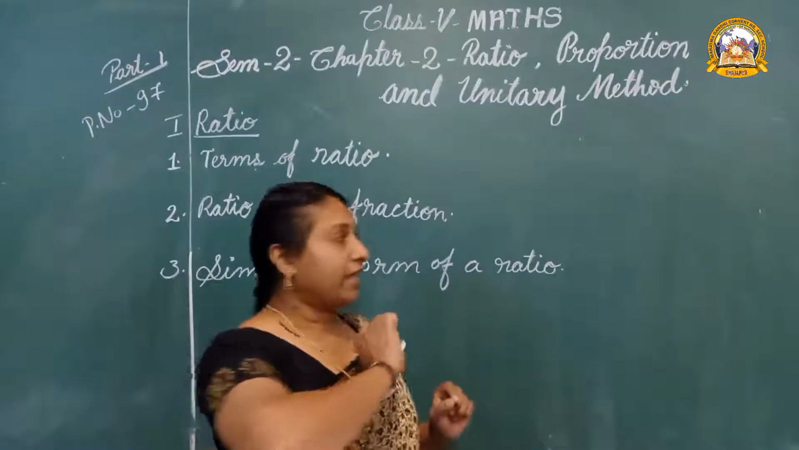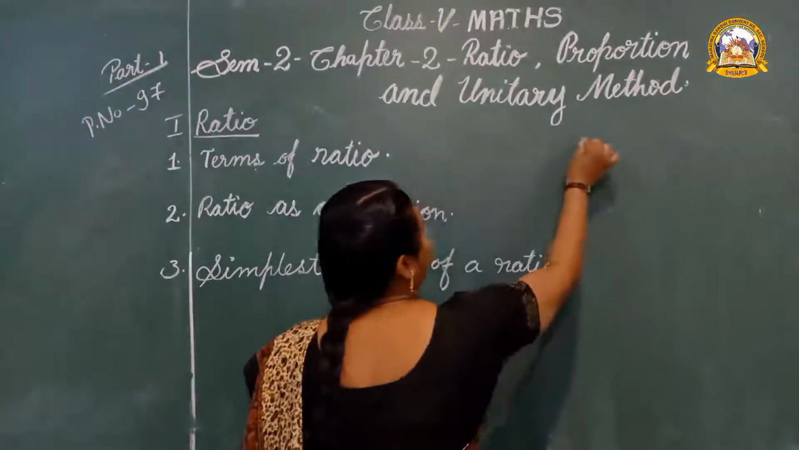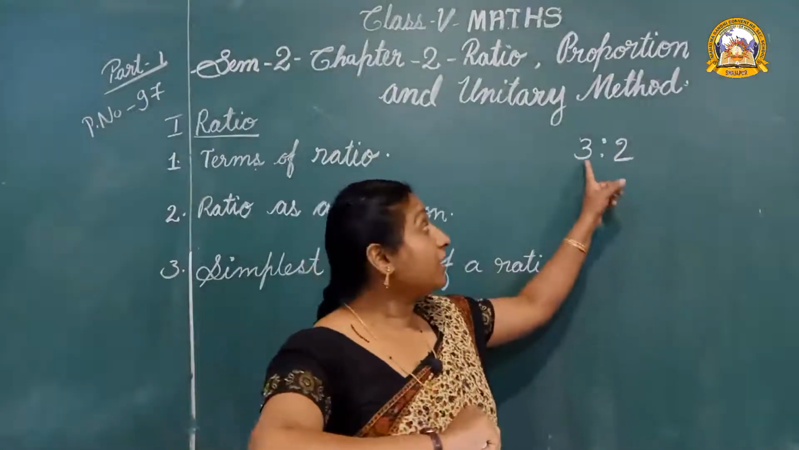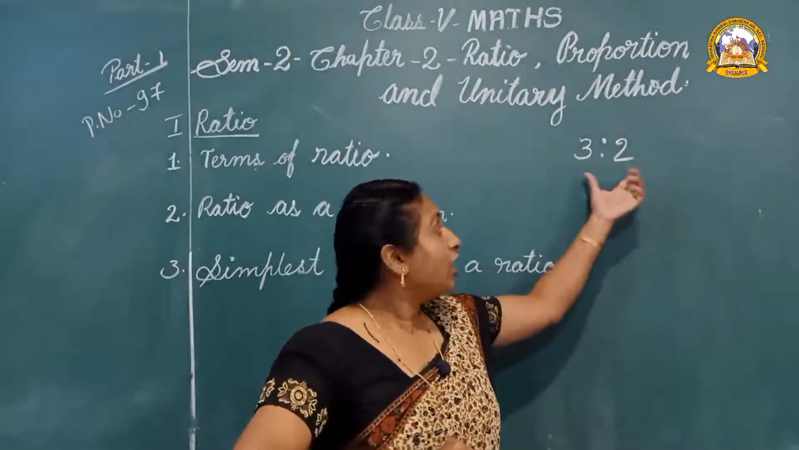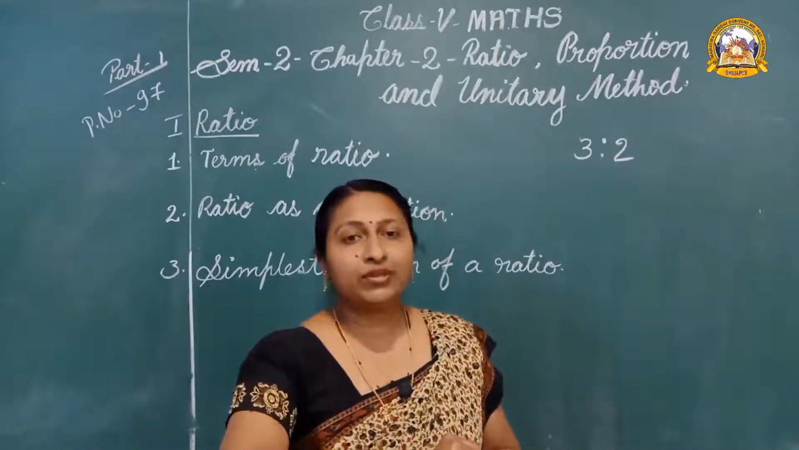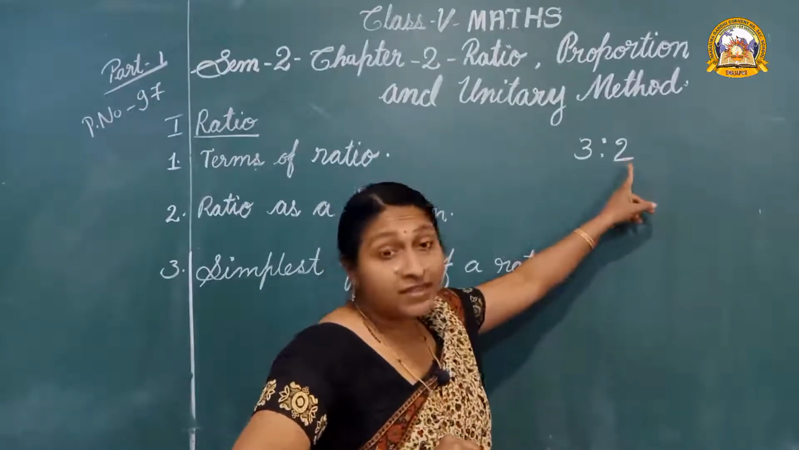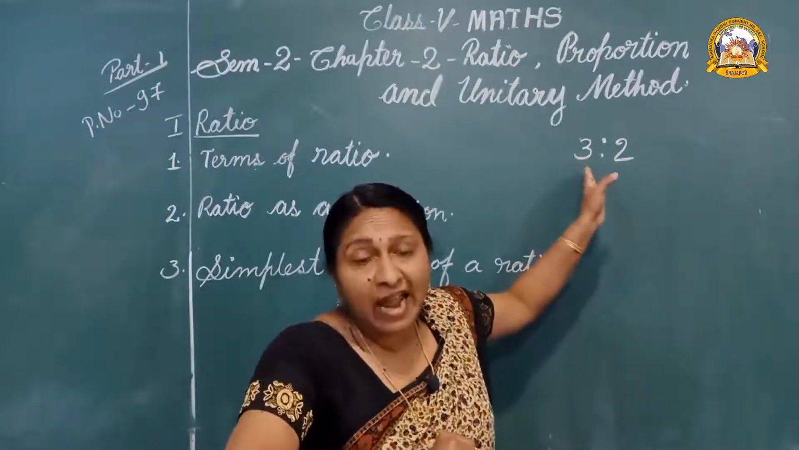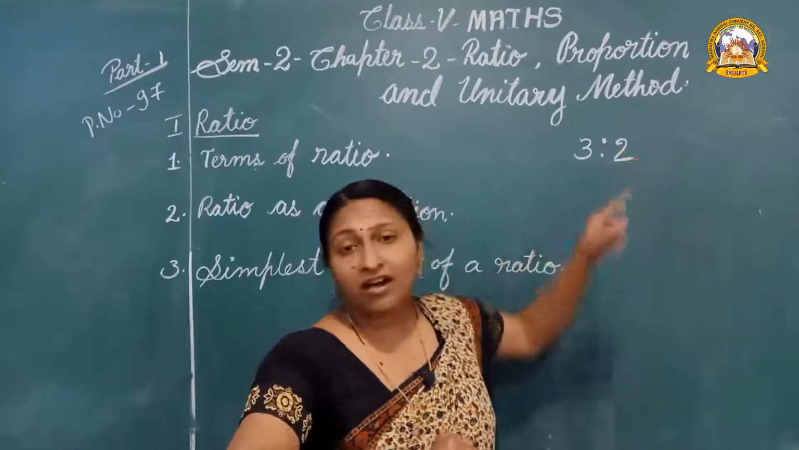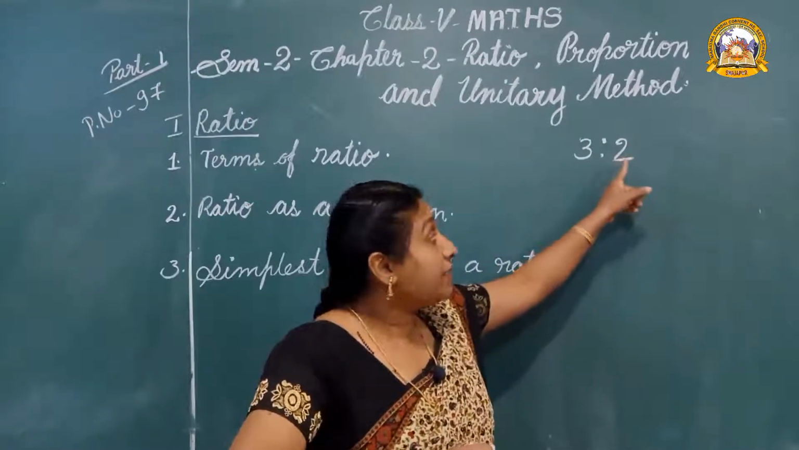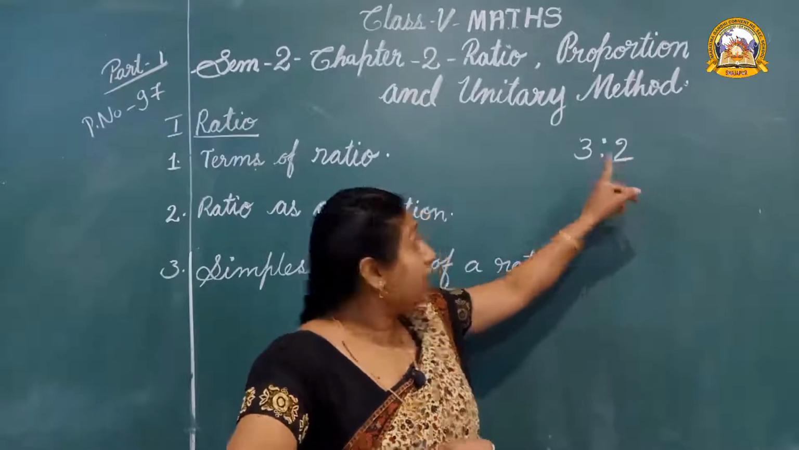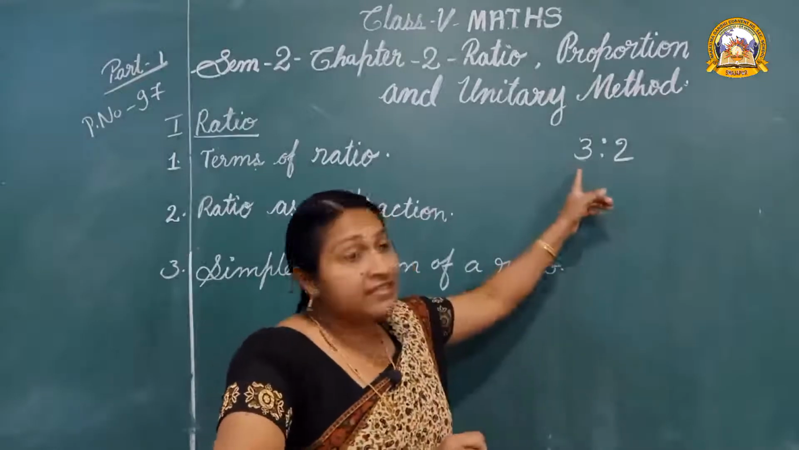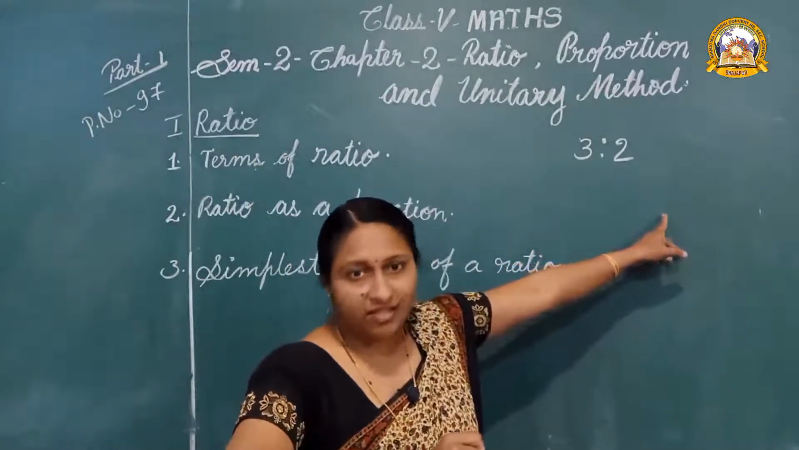I shall give one more example. Here 3 is to 2. How can we read it? Children, say 3 is to 2. How many terms are there? There are two terms. First term and second term. Okay? First term we say that antecedent and the second is consequent. Antecedent and consequent. Okay? It is the terms of ratio. First one is called antecedent and second one is consequent.